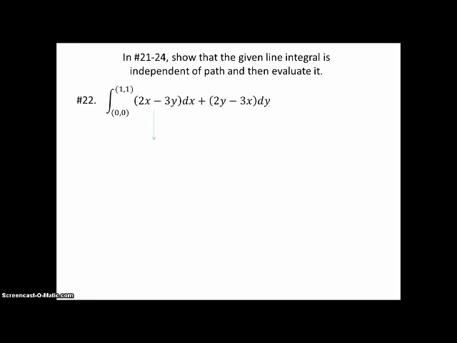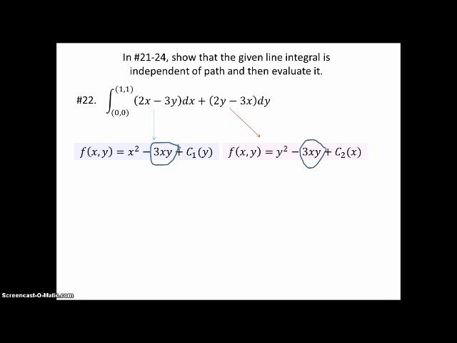For the first component, we work backwards using x as our variable, and we get x squared minus 3xy plus possibly a function of y alone. For the second component, we work backwards with y as our variable, and we get y squared minus 3xy plus possibly a function in terms of x. Now we do have a match for our xy term, and the individual terms with x and y are pretty obviously x squared and y squared. So we do have a potential function, and therefore this line integral is independent of path.